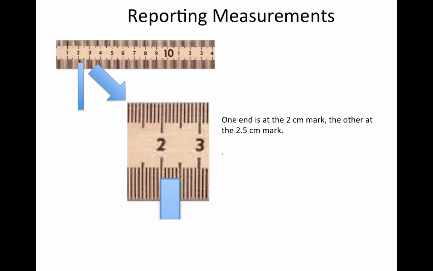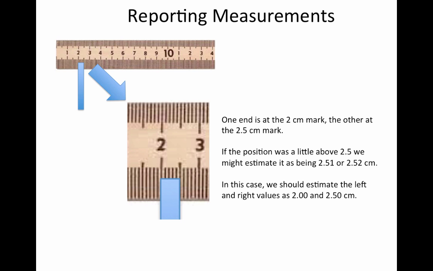How do we get this value? If we zoom in, we can see that one end of the object is placed at the 2 centimeter mark. The other end sure looks like it's right at the 2.5 centimeter mark. If the position was a little above 2.5, we wouldn't call it 2.5. We might estimate it as 2.51 or 2.52 centimeters, but this one sure looks to be right on the 2.5 mark. So in this case, we could estimate the left and right values as 2.00 and 2.50 centimeters. Using the meter stick, if we take the difference of those, the best that we could report would be 0.50 centimeters for the width of this object.